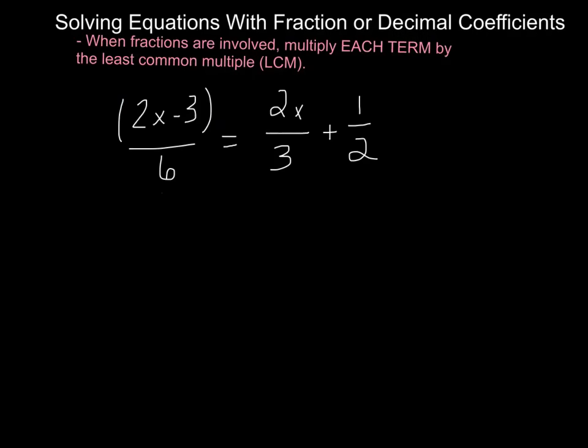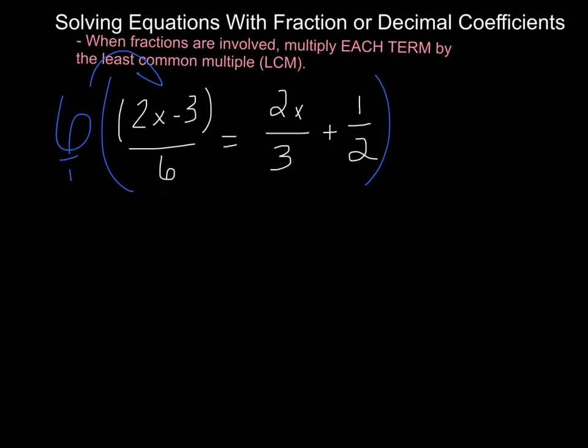Let's try another example. Pause and copy it down so that you can work the steps through with me as we go. Alright, so when I look at this equation, I'm looking to see what's the least common multiple of 6, 3, and 2. And 6 is a number that all three of these go into, so we will multiply our entire equation by 6. Or you can think of it as 6 over 1 if that helps you with the multiplication.